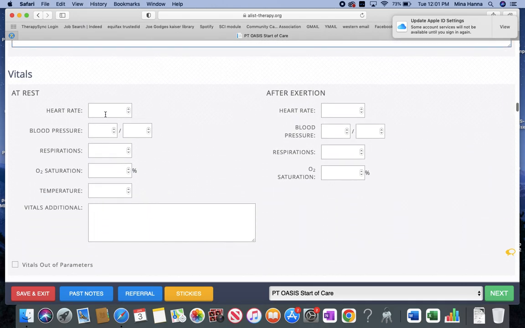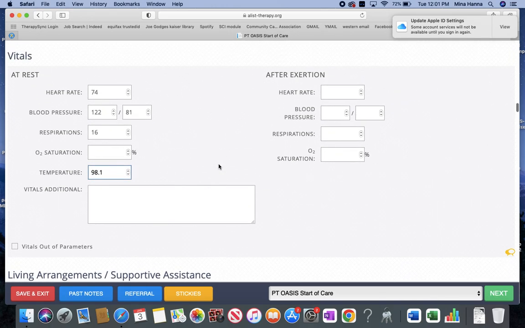And of course, as you know, you always have to take vitals with every single visit that you do, regardless of if it's a start of care. So for this example, we're going to go ahead and put the patient's vitals as well. So you put heart rate, blood pressure, respiratory rate, and then you just put the temperature because of the COVID situation that we're still in.